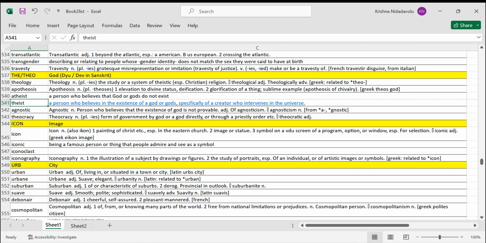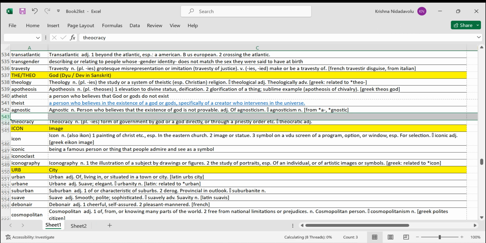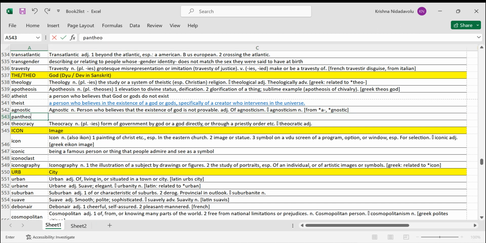Pantheon. Pan plus theon. I didn't mention it here. Let me write it down. Pantheon is a building serving as a burial place or containing memorials of famous dead people of a nation. That is pan plus theon. Pantheon also refers to a group of notable persons or things.